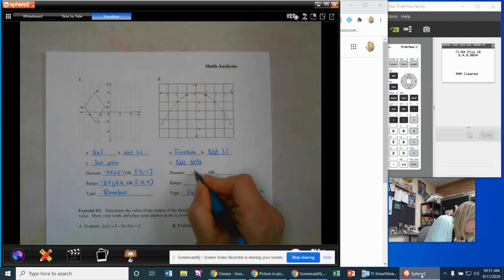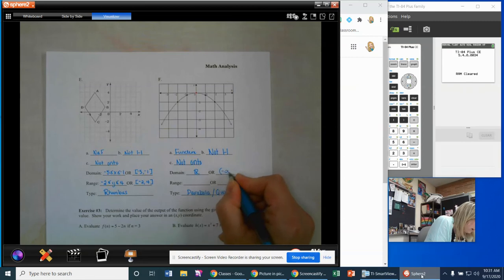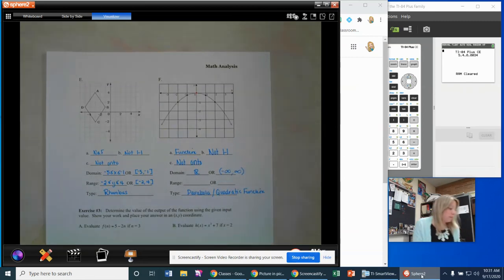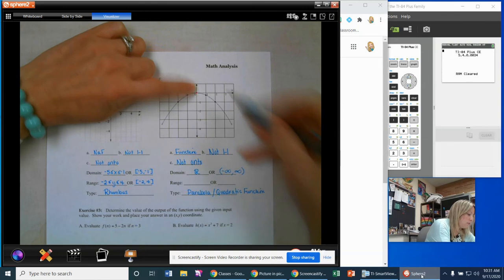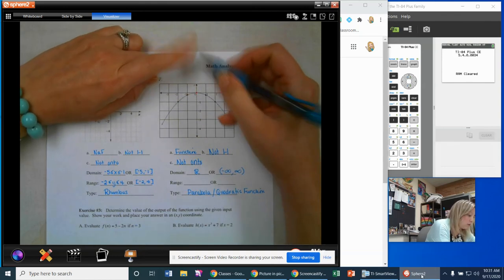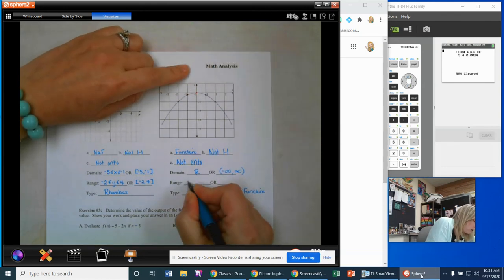Now, the domain, of course, is all real numbers. It's going both directions, infinitely increasing in both x directions. But the range comes up to this point and then back down, never goes up past this, never touches any y value that is greater than 0.